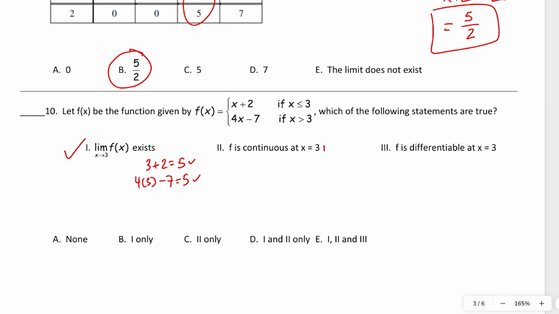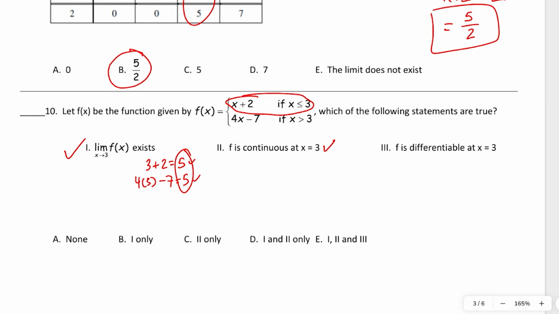It's continuous because the value of the limit here is 5, and that also is the value of the function, because if I plug in 3 here, I get 5. So we know the limit exists, it's continuous. Now we just need to know if it's differentiable. And in order for it to be differentiable, we need to check if the derivatives are the same at x equals 3.